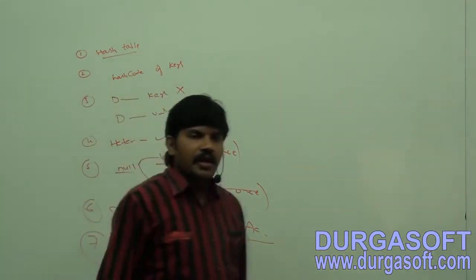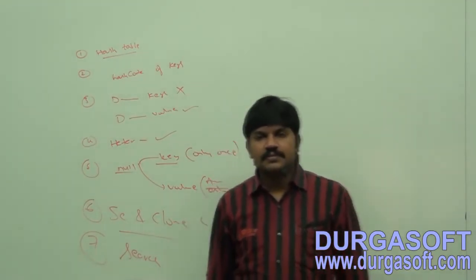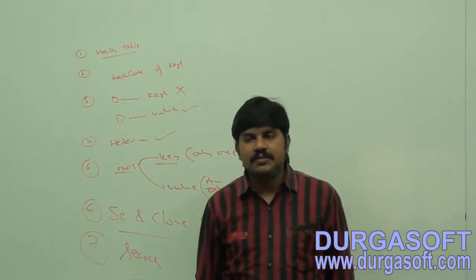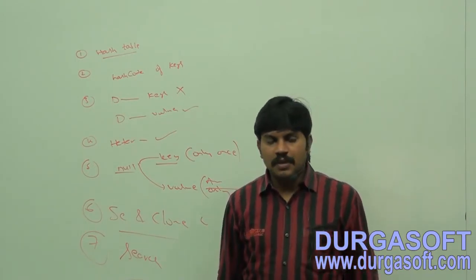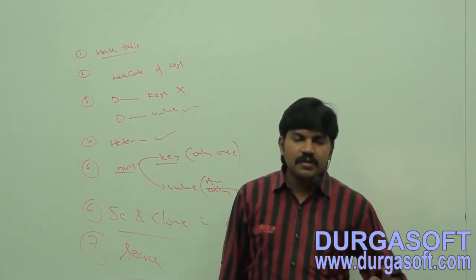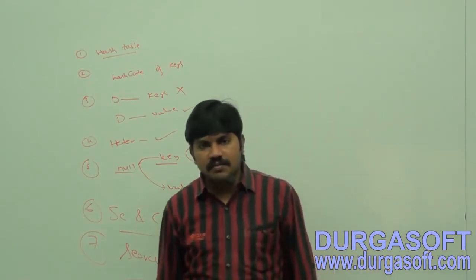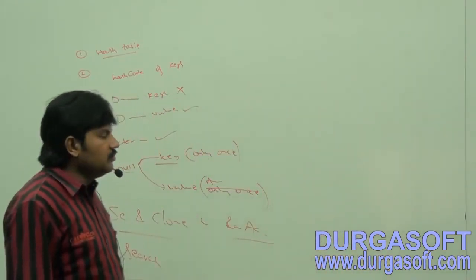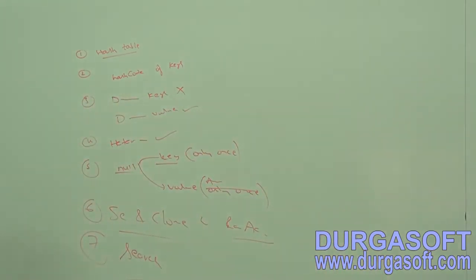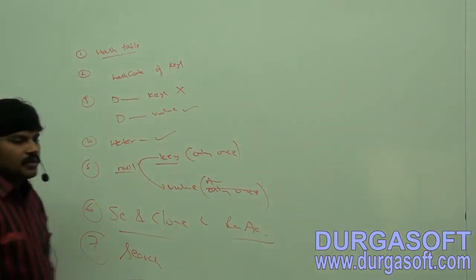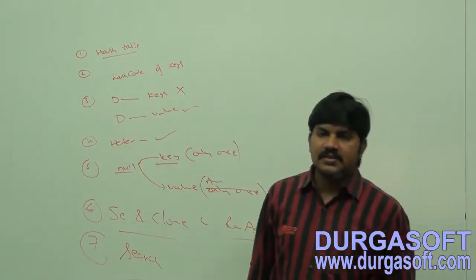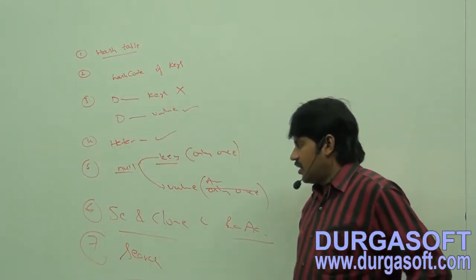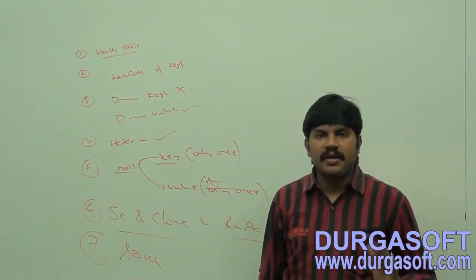Next point, HashMap implements Serializable and Cloneable interfaces, but not RandomAccess.